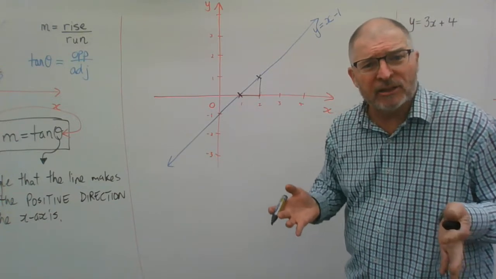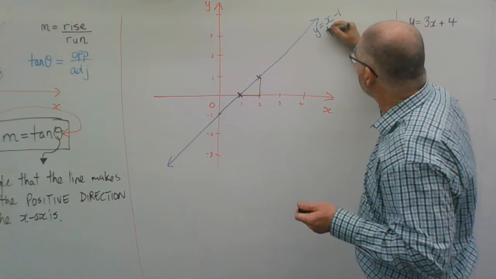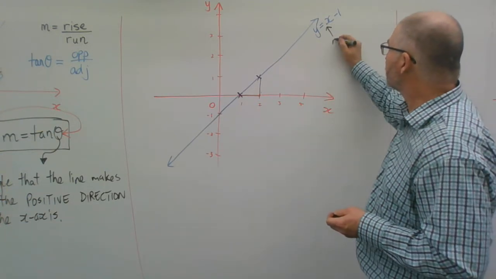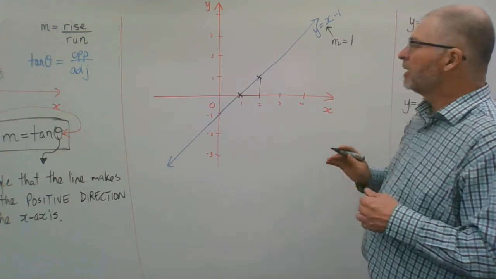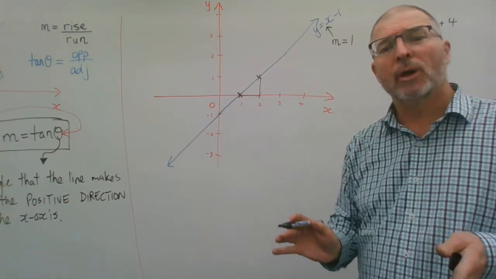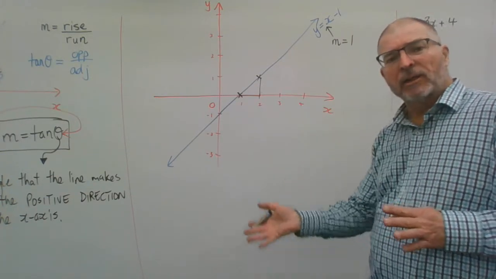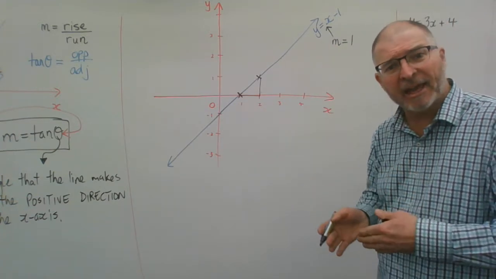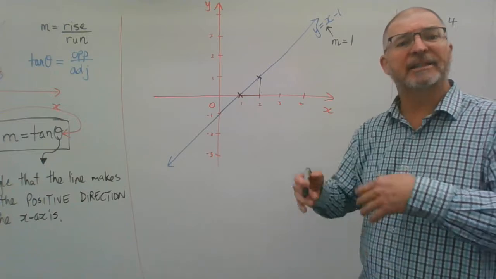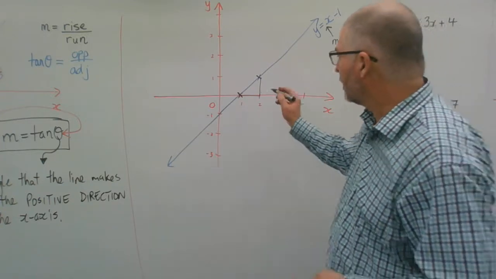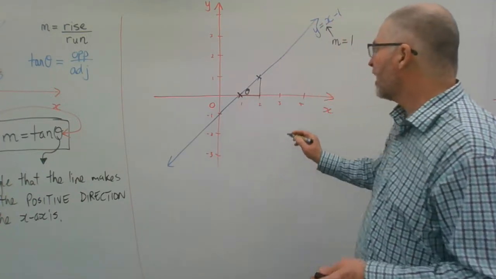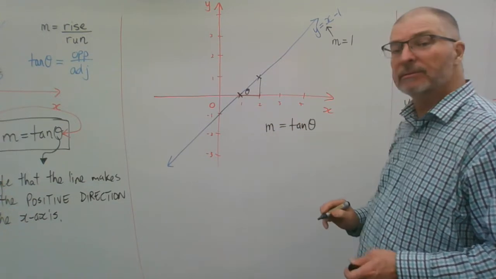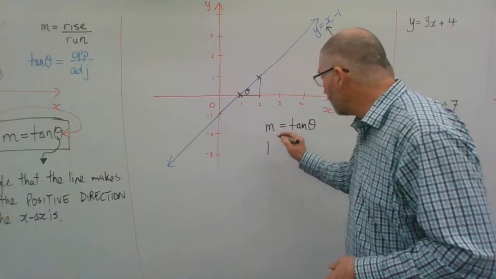So you can tell the gradient's 1, but you can also see here the number in front of the x is 1. In other words, the gradient is 1. That means I could tell you that the angle that the line goes up at, the angle of inclination, is tan of theta is equal to 1, right? There's theta in there. We know that m equals tan theta, right? M was 1.